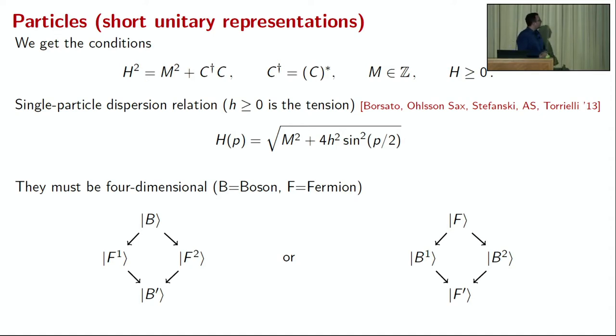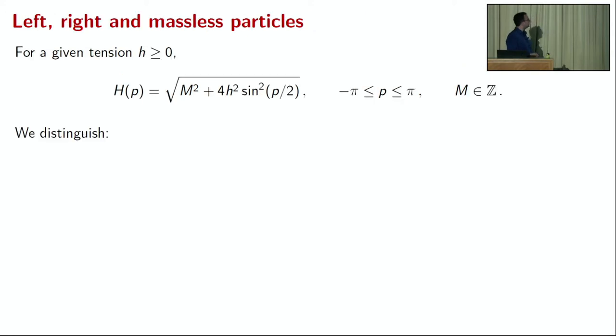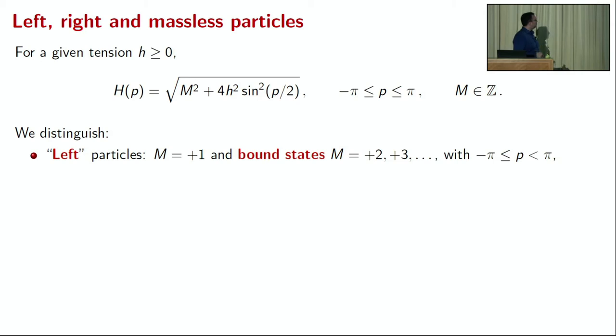Okay, so what are these representations that are actually appearing and important in our model? These are all the possible short representations, but what are the ones that we want? So remember, this is the dispersion relation. M plays the role of the mass. P is, of course, the momentum. H was the tension.